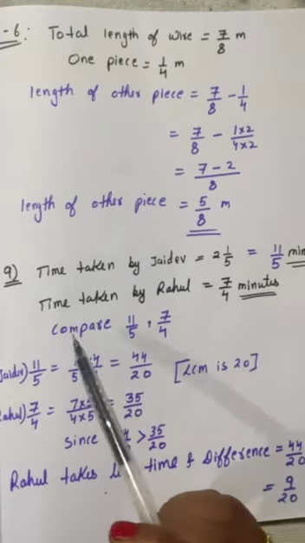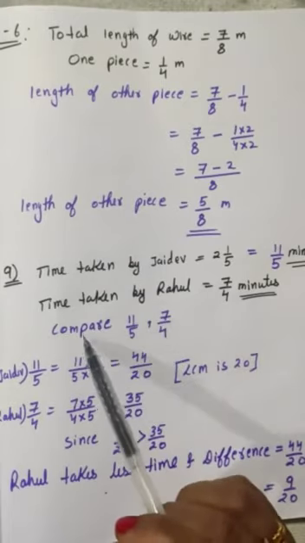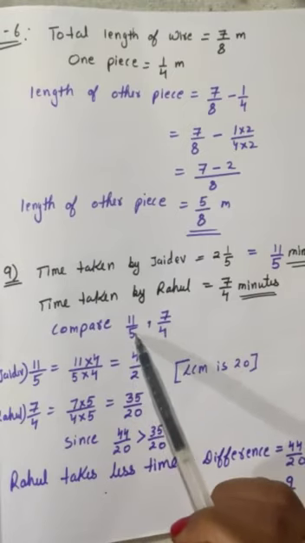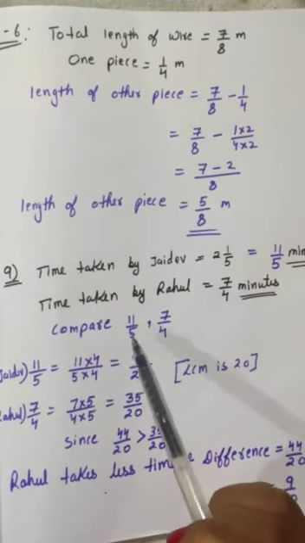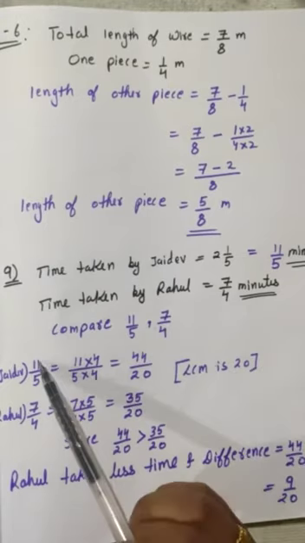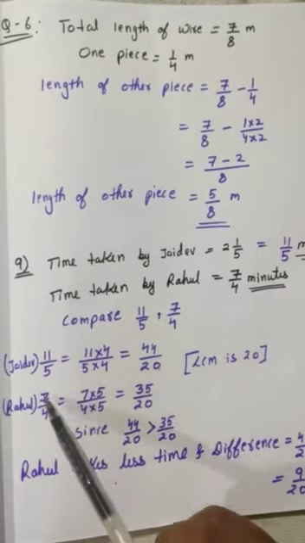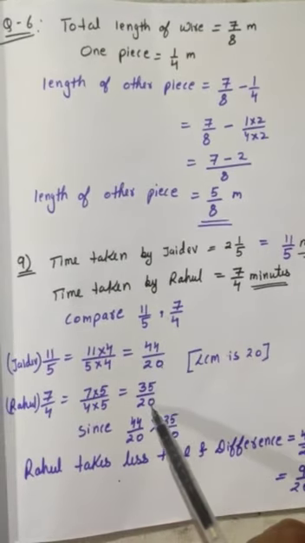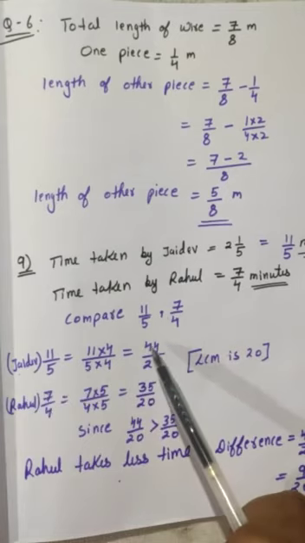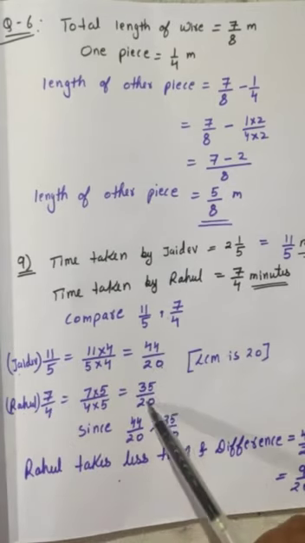So this is very simple. You have to compare. आपको comparison पता है कैसे करना है. You can compare two fractions only when they are like. So since they are not like, first you have to convert them in like fraction. LCM of 5 and 4 is 20. I have written over here. So 11 upon 5 will become 44 upon 20. And 7 upon 4 will become 35 upon 20. That means Jaydev is taking the time 44 by 20 minutes. Rahul is taking time 35 by 20 minutes.